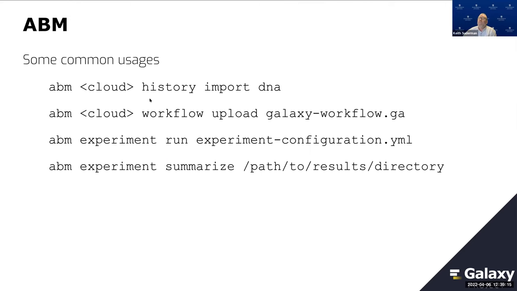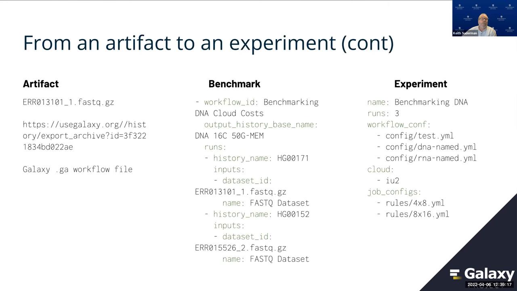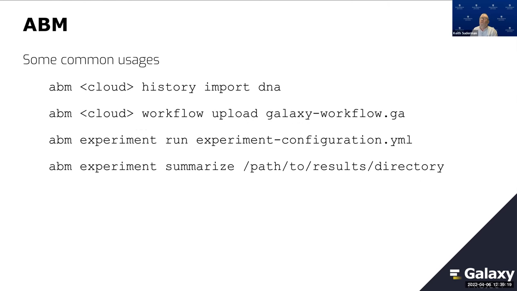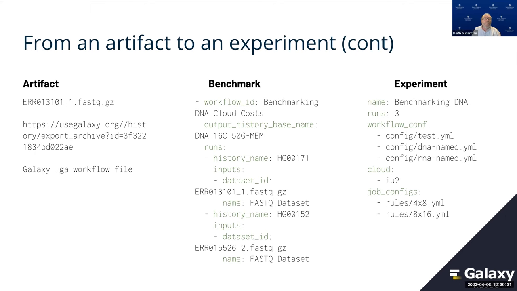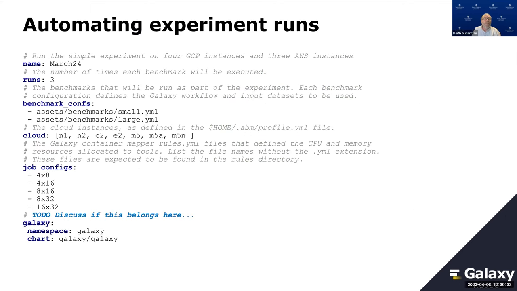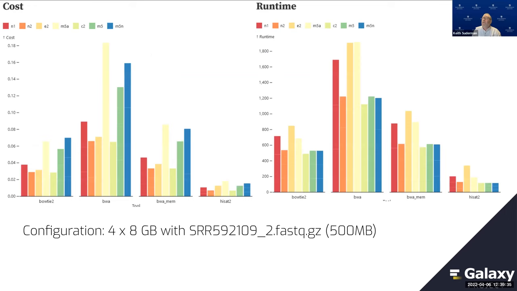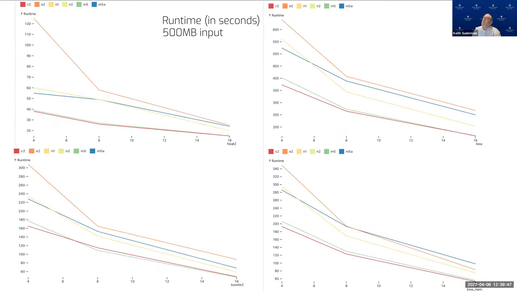So some common tools, a quick look at the history. In ABM, the experiment is made up of benchmarks, and the experiment just runs a number of the benchmarks. We'll skip over that. Take a look at some of the data that we've generated already. Once we have these run on a number of instances, we can then take a look at the costs and the runtimes that those tools actually did.